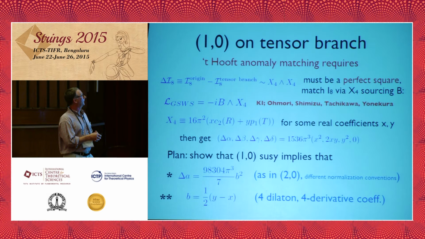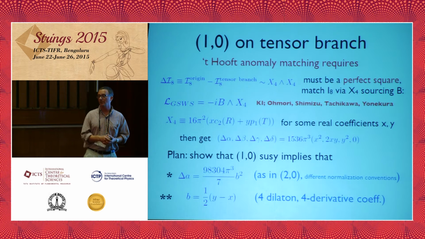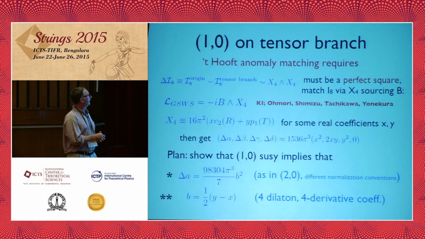And in general, this 4-form can have some coefficients. It's built out of the second Chern class for the R-symmetry gauge field and the first Pontryagin class for the background curvature, with some coefficients x and y. And these coefficients x and y are some real coefficients. Then this difference in the anomalies tells us that the change in alpha, beta, gamma, delta has to take this form. Delta can't change at all. Delta was the coefficient of an irreducible term, which can't be matched in this way. So the change in delta is 0. And the change in alpha, beta, and gamma are given in terms of x and y by this perfect square form. There's some ugly coefficient, but it's basically just saying that it's a perfect square.